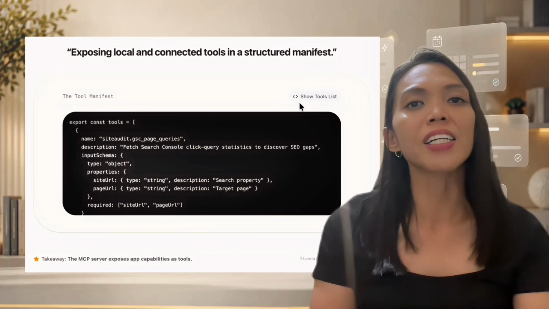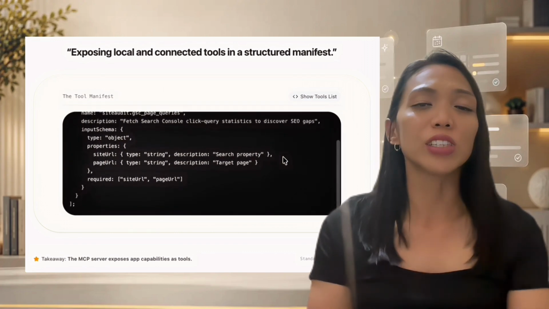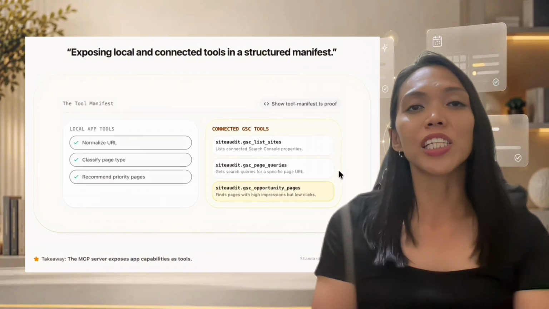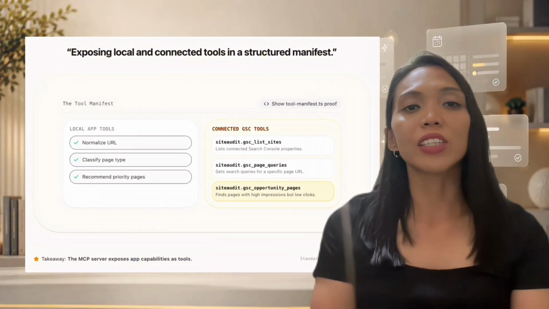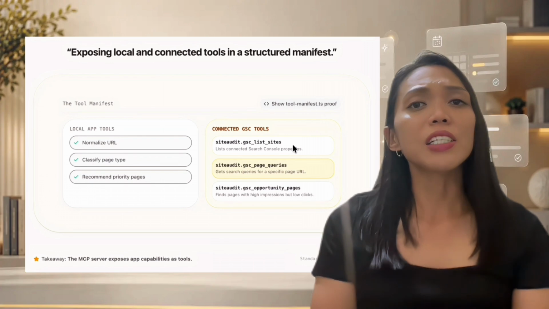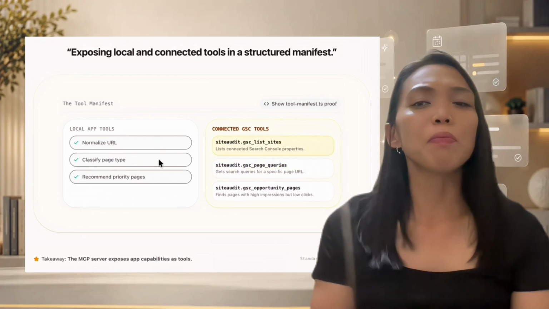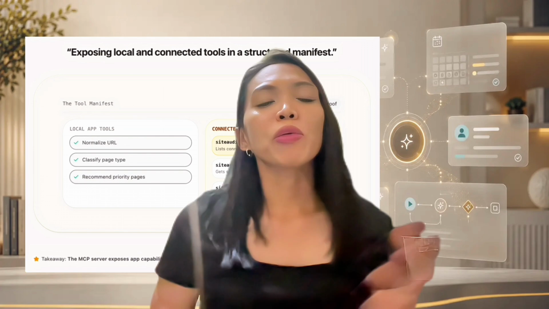So my MCP server can expose tools like Site Audit GSC list sites, Site Audit GSC page queries, Site Audit GSC opportunity pages. This may look too technical, but the simple explanation is one tool can list the Search Console sites which are connected to the user. One tool can get the search queries for a specific page. One tool can find pages with impressions but low clicks. So instead of the AI only guessing from one page, it can use a connected tool to get more context and information about a specific page to have a better answer.